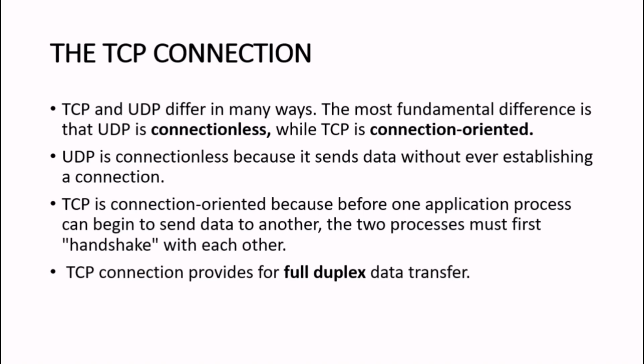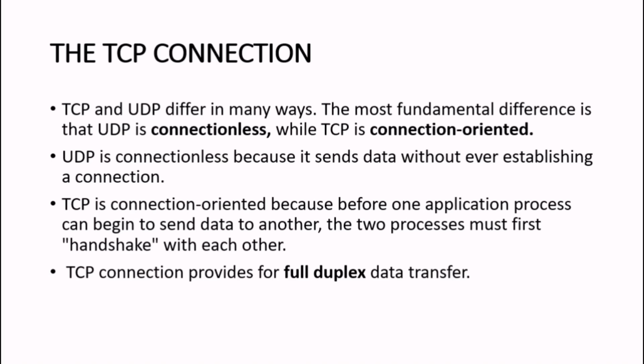UDP is connectionless because it sends data without ever establishing a connection. So UDP will just send the data without any connection establishment. TCP is connection oriented because before one application process can send data to another, the two processes must first handshake with each other. So TCP requires a connection.